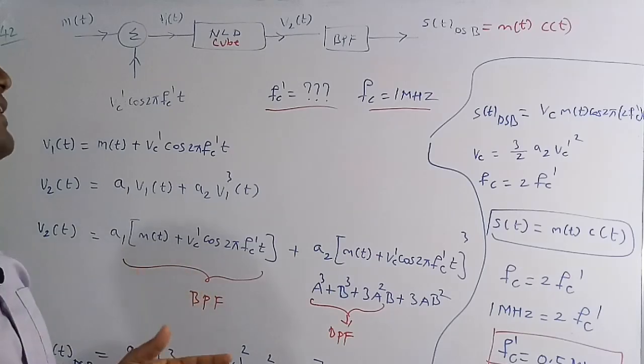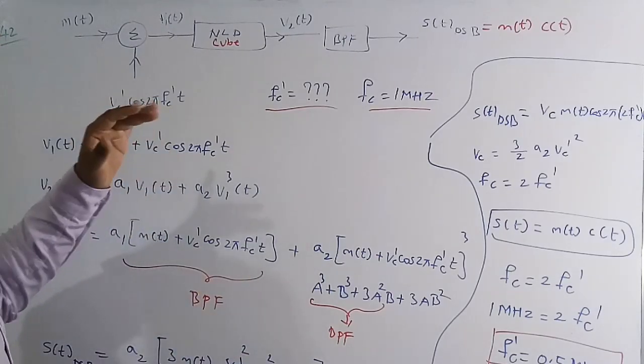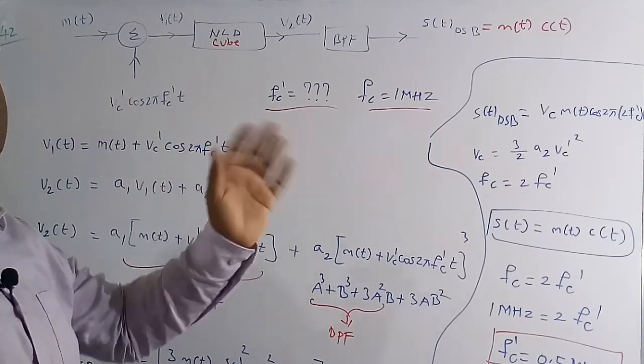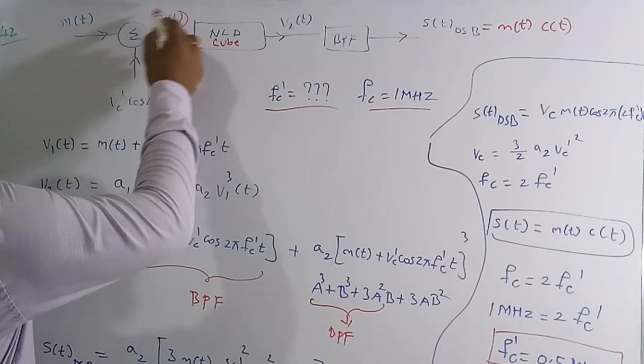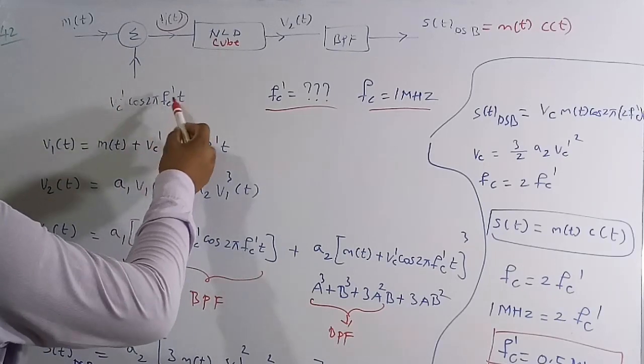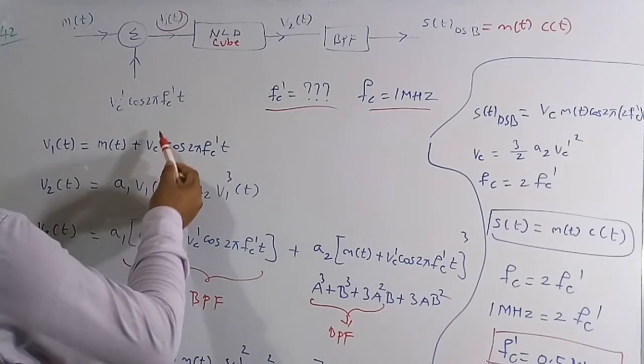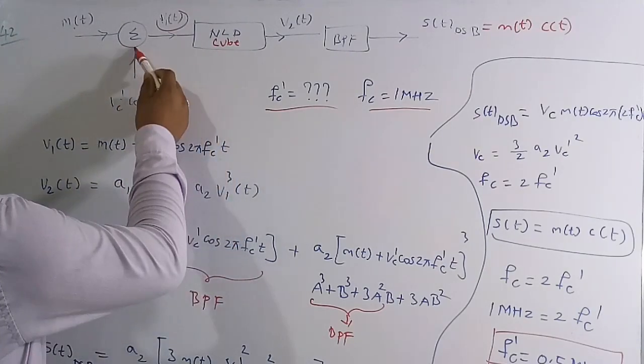Before solving this numerical, let me explain a small concept of this total circuit. From this total circuit we are going to solve this numerical. See here, this V1 of t is nothing but the summation of m of t and Vc' cos 2 pi Fc t. Therefore V1 of t is m of t plus Vc' cos 2 pi Fc t, because there is a summation box.